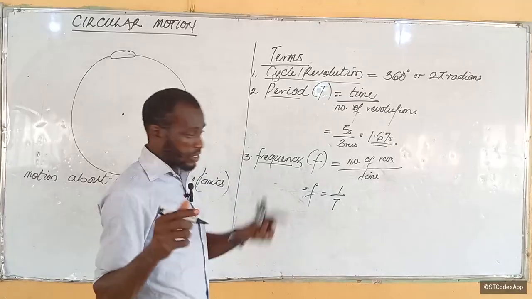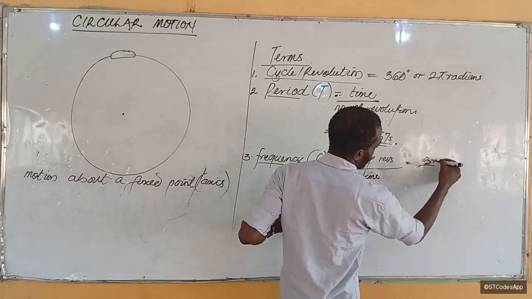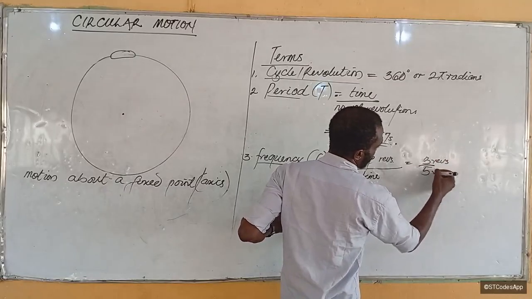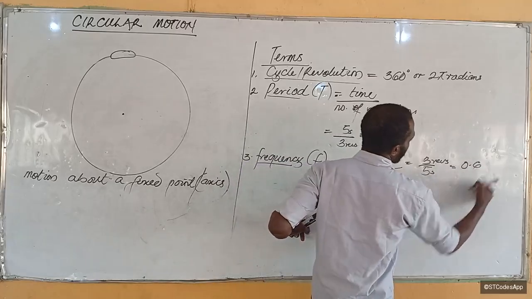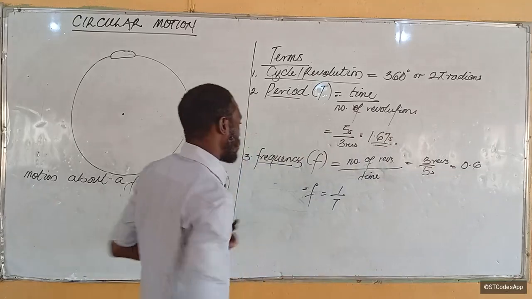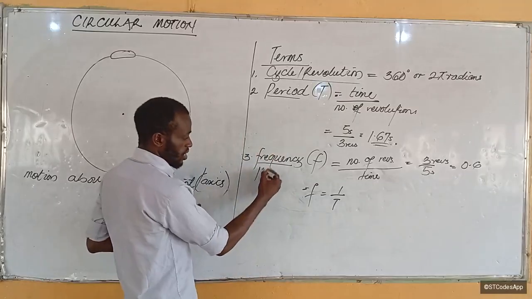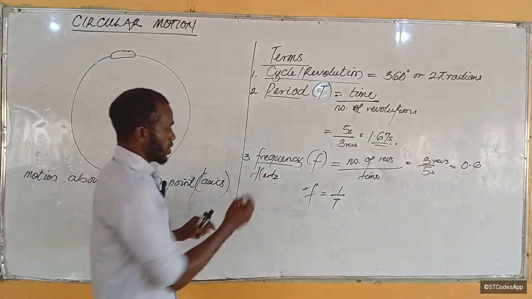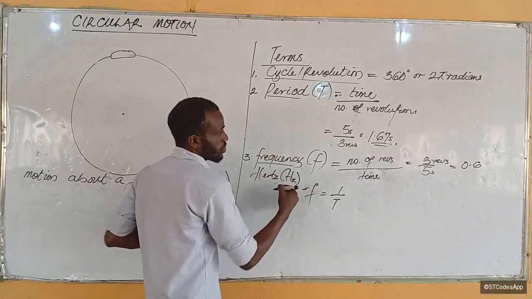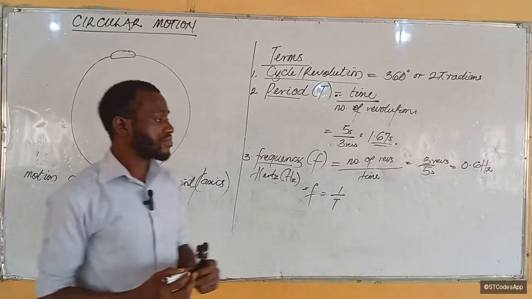So for that revolution where I did 3 revs in 5 seconds, this will be 0.6. Now what's the unit of measuring frequency? The unit is actually hertz, named after Heinrich Hertz, but we denote it by Hz. So for this question, this will be 0.6 Hz.